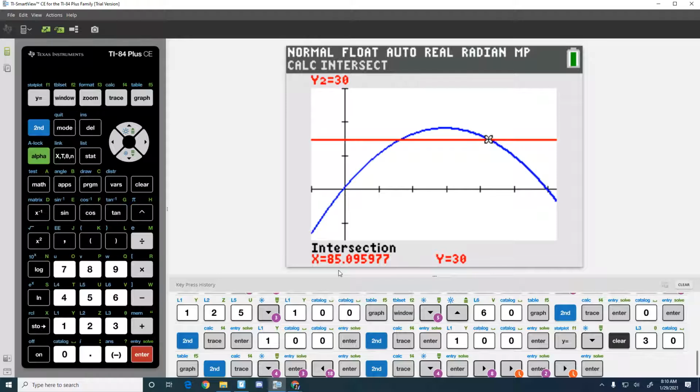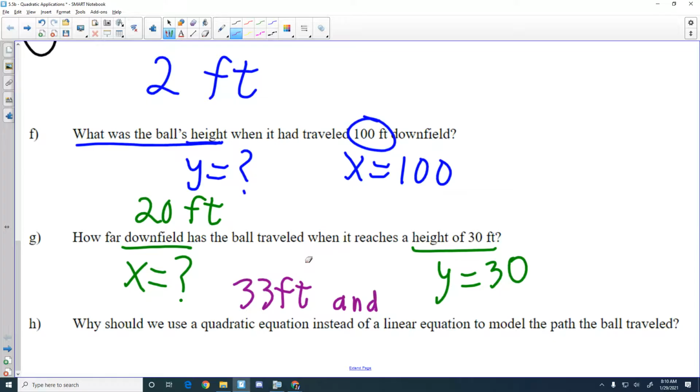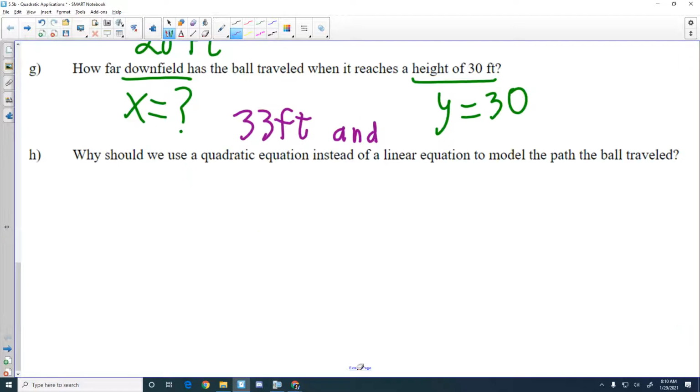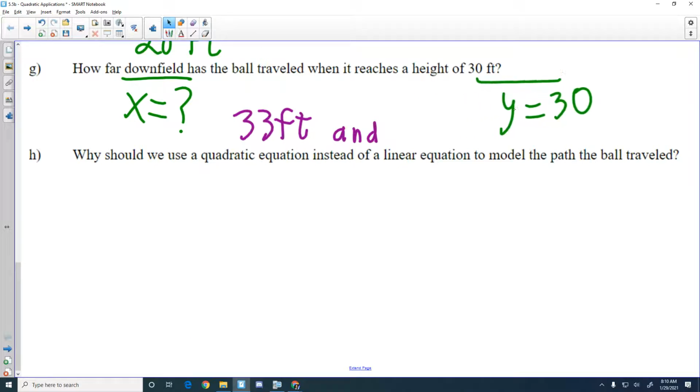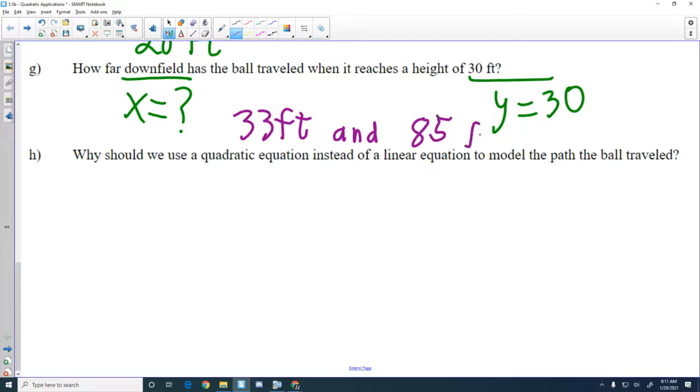Make sure everyone else, did you get 85? Yeah? So 33 feet and 85 feet. So it's going to be 30 feet high on its way up to the top, and it's going to hit 30 feet again on its way back down toward the ground.